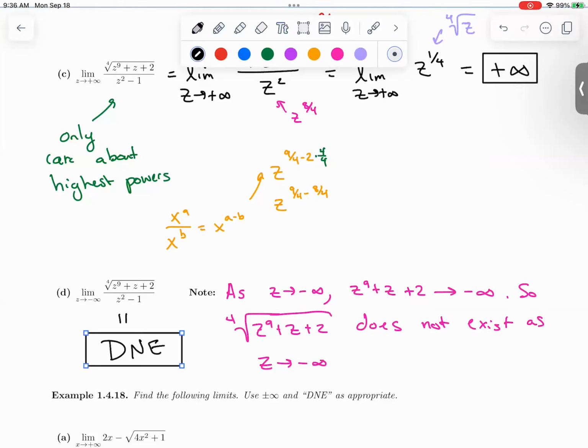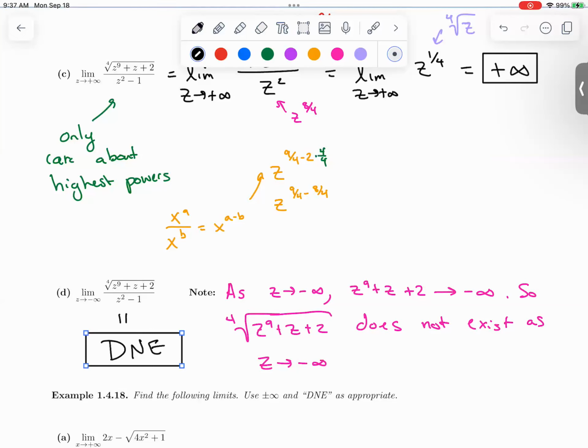Is it because on the graph on the left side, it just doesn't exist? Exactly right, because you're trying to take the 4th root of a negative number, and unless you want to extend yourself to complex numbers, the 4th root doesn't exist. Just like the square root of -5 doesn't exist, the 4th root of -5 doesn't exist either.